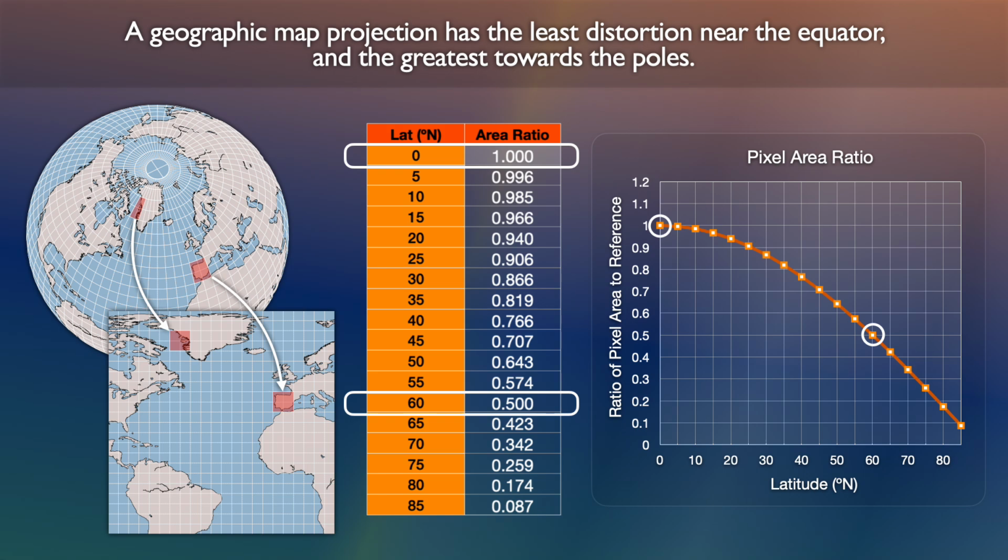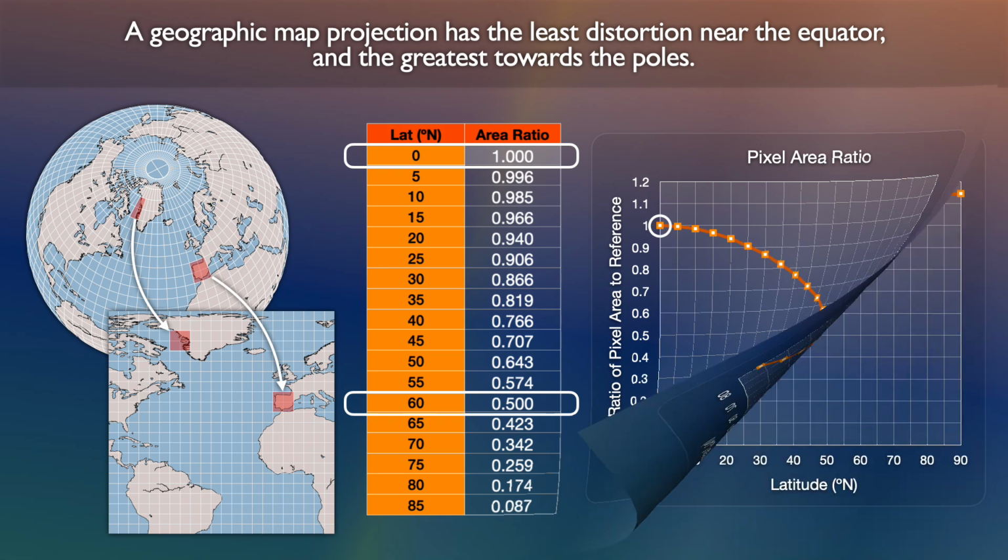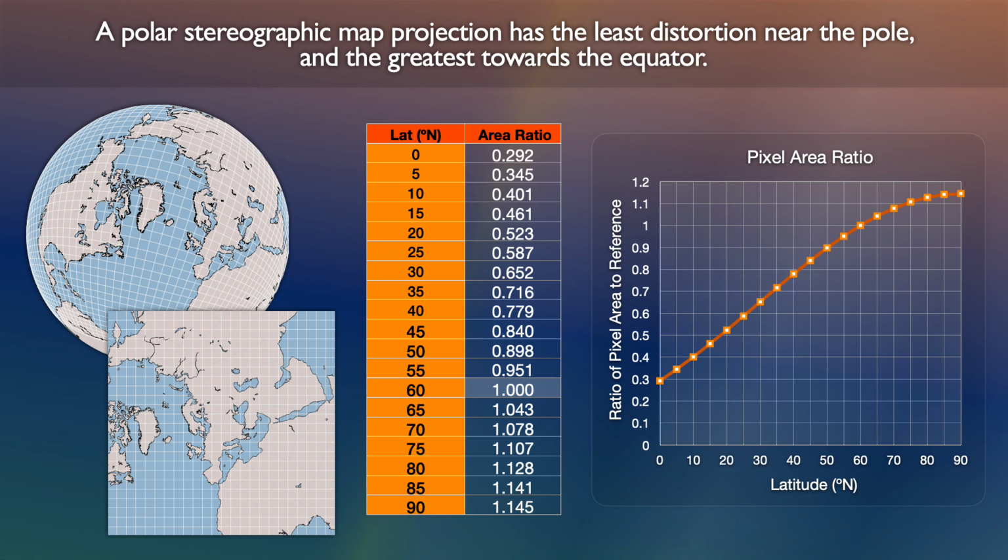Now let's take a look at the same thing, but for a polar stereographic projection. Here's a similar diagram and table, but for a polar stereographic map projection. Again, on the top left is a diagram of the Earth, as if you're holding a globe. You can see how a square area on the globe on the south end of Greenland translates to a square area on the polar stereographic map projection.